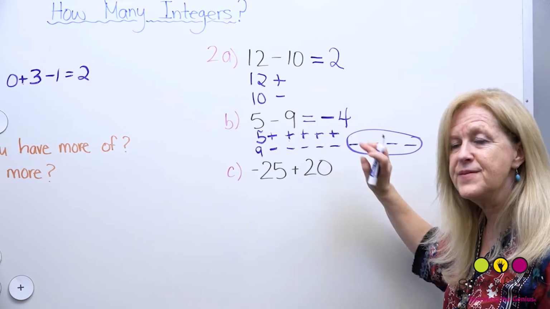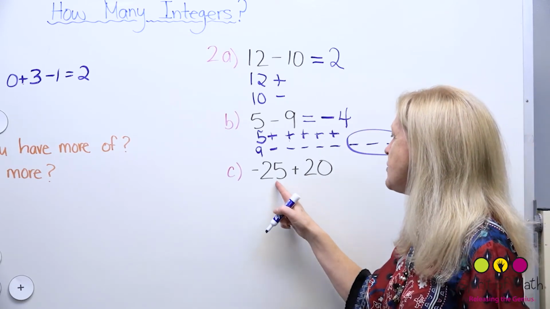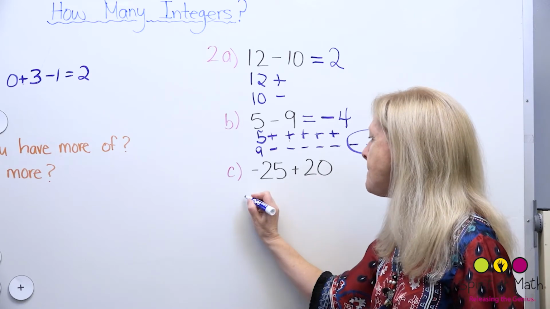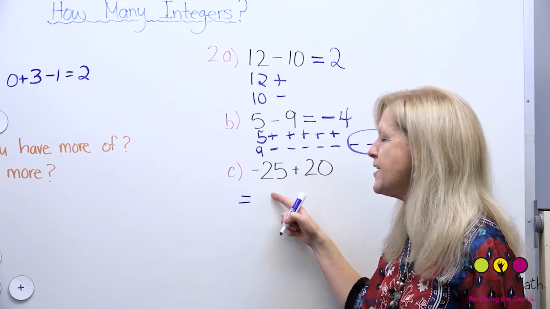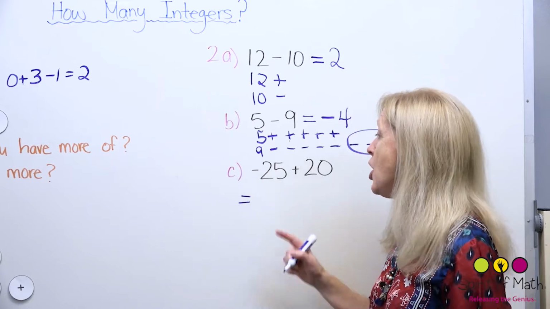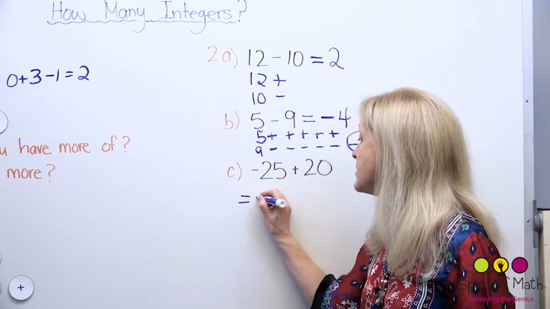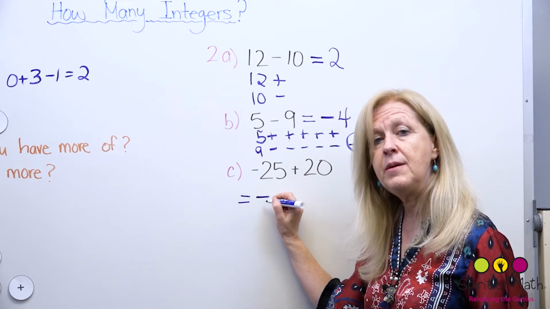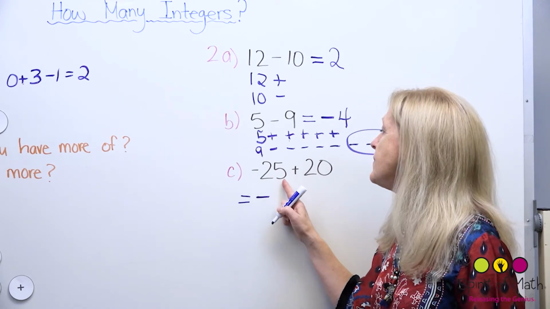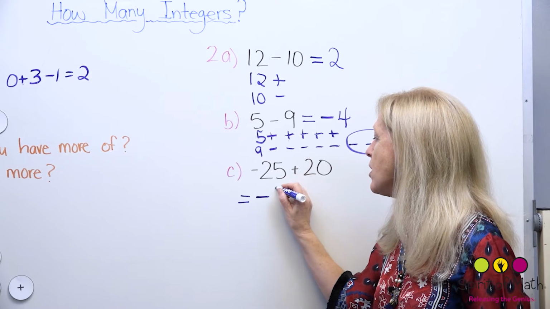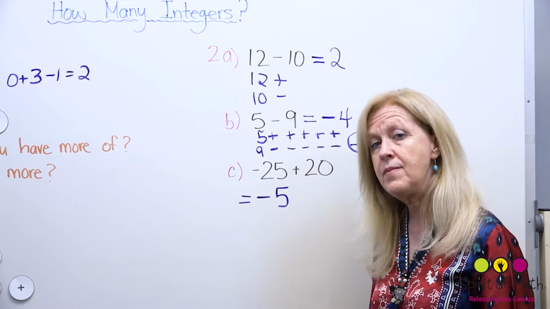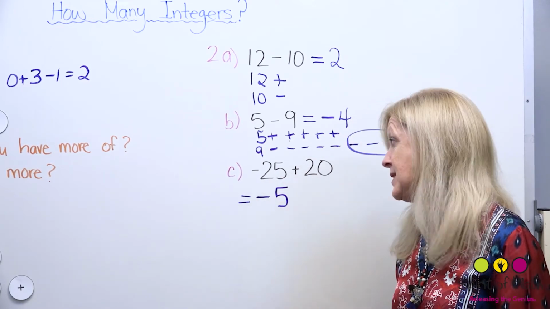4 more negatives. Okay? Now, negative 25 plus 20. I'm not even going to write down anything underneath. I'm just going to do the answer. Are there more negatives or more positives? More negatives, that's right. So the answer is negative. How many more? There are 5 more negatives. Okay? And that's the answer.